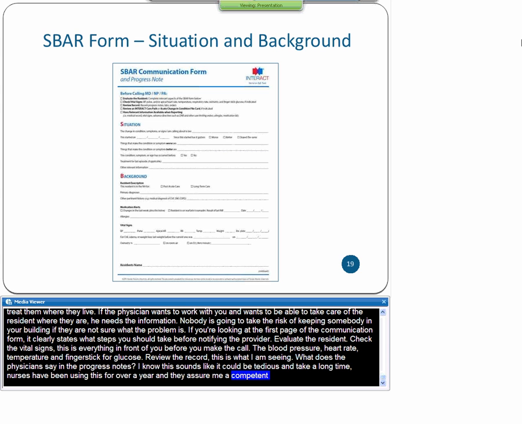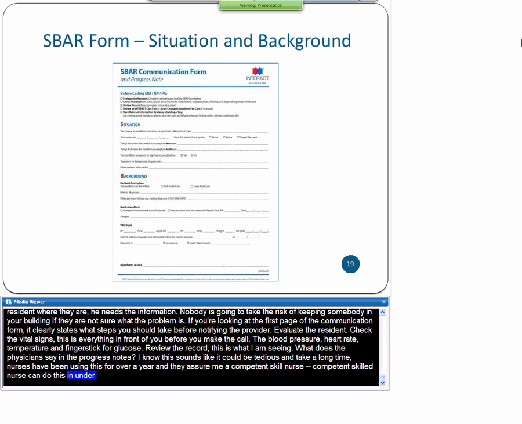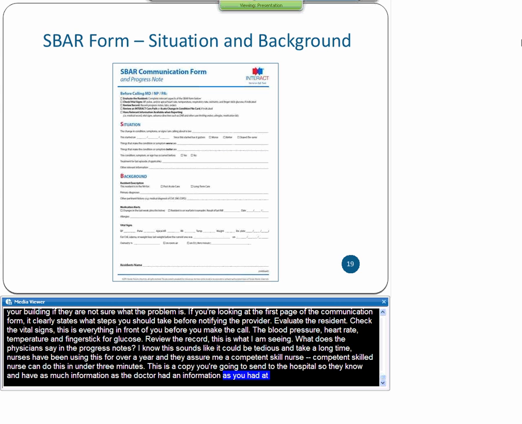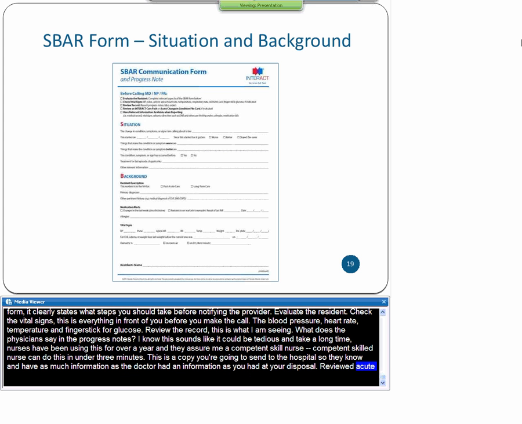This is a copy that you're going to send to the hospital so that they know and have as much information as the doctor had and as much information as you had at your disposal. Review an Interact Care Plan or acute change in condition file card. Those are the cards I spoke to you about that deal with several chronic conditions and acute conditions that give you some idea what to do so that you can ask for an order or make a recommendation.